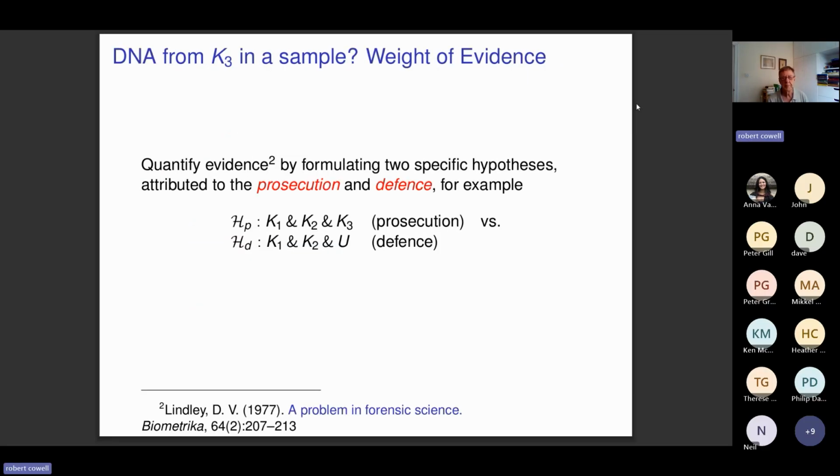So we have the data, the genotypes and peak heights. What do we want to do with them? In this case, we want to know, does the defendant have their DNA in the sample? And this is carried out by calculating something called the weight of evidence. We formulate two hypotheses. The prosecution hypothesis says this set of people is in the mixture, and in those people you include K3, for example. And the defense says, no, it's not those people, it's everyone but K3. It's not K3, it's some random person from the population.